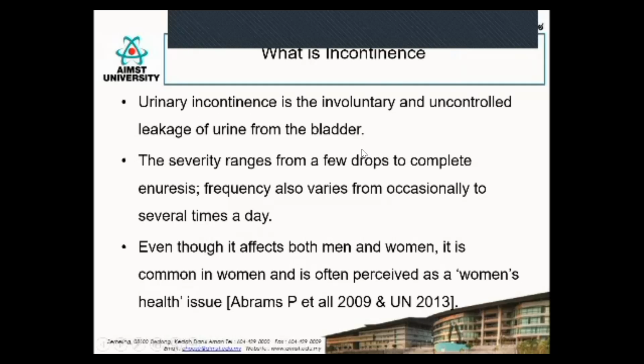So overall, if you see, this will be affecting both men and women. It is not that it is affecting only women. It will be affecting both men and women, but the prevalence rate is a little higher in women compared to men.